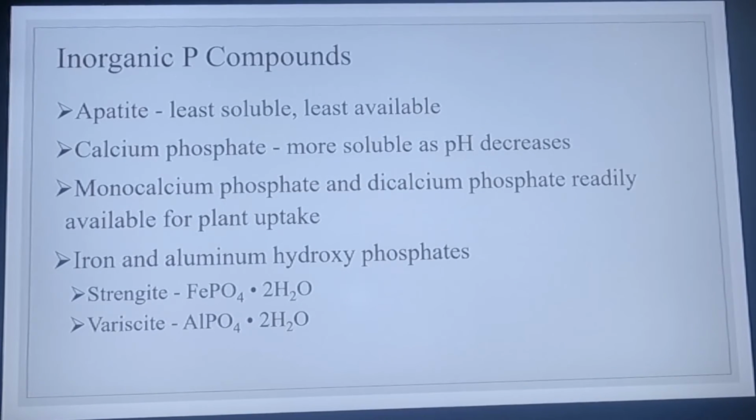It would help to know iron and aluminum on the periodic table. But also I want y'all to think about something. Look at all the E's in strengite. And it is the iron phosphate. Now look at variscite. The A in variscite equals aluminum phosphate.